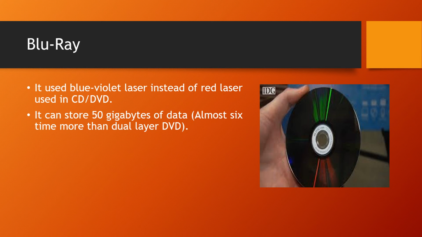Next is Blu-ray. It uses a blue-violet laser instead of the red laser used in CD and DVD, and it can store 50 gigabytes of data, approximately 6 times more than your dual layered DVD. The capacity of a dual layered DVD is approximately 9.4 GB. If you are using a single layer, then it is 4.7 GB. If you are using dual layer, then it is 9.4 GB. So Blu-ray has approximately 6 times more capacity than a DVD.